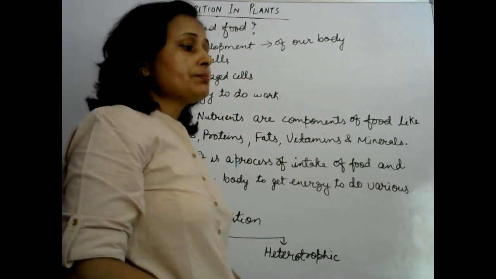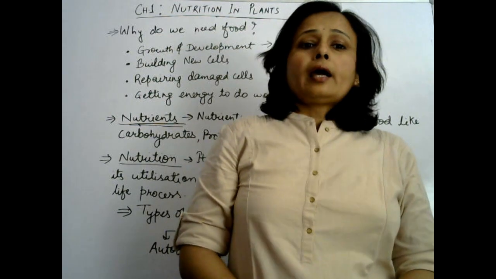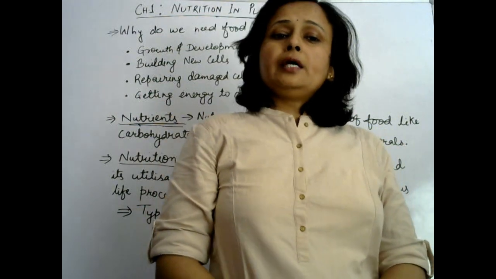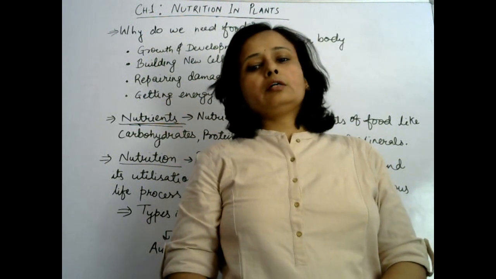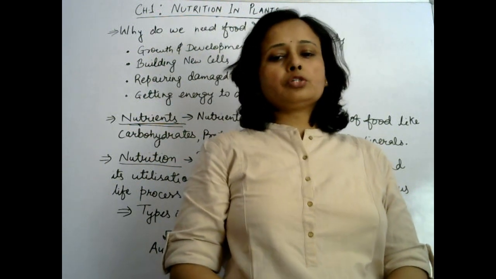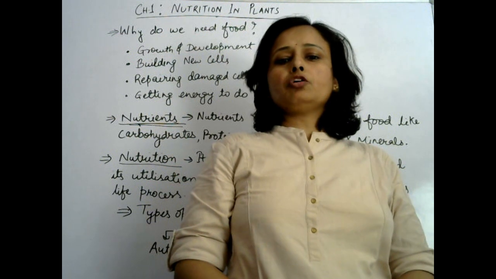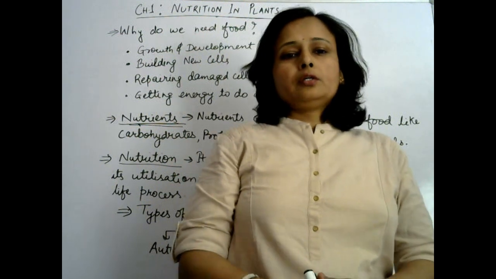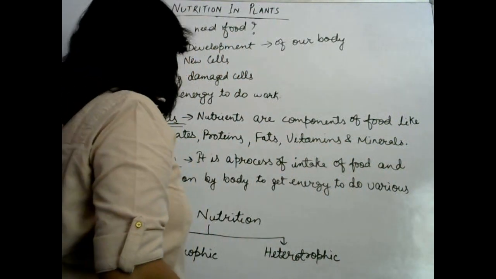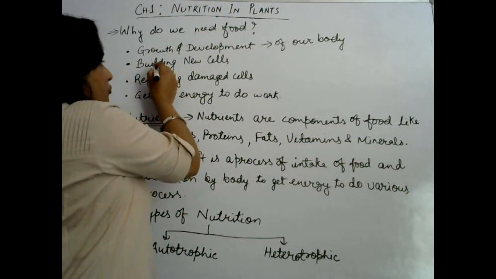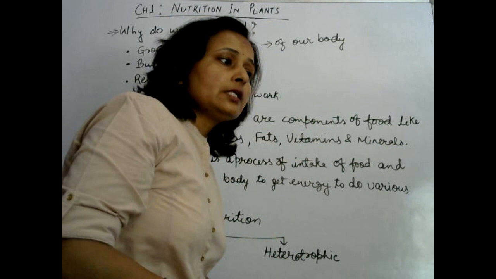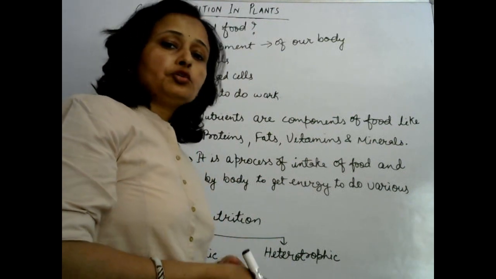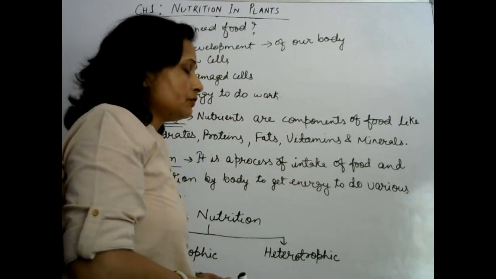Next is building new cells. Our body is made up of cells, and cells are known as the building blocks of our body. Each and every cell grows, then our tissue grows, then organ grows, organ system grows, and finally an organism's whole body grows. So for building new cells, for growing new cells, nourishment is required, nutrients are required, food is required.